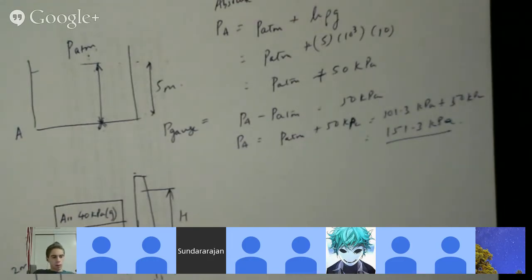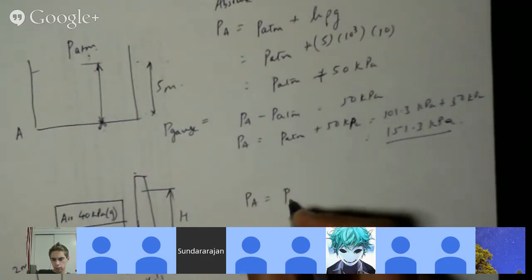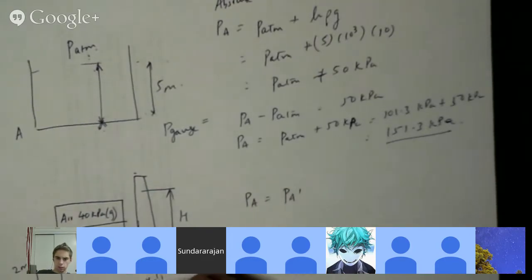You need to pick 2 points at which you can equalize the pressures. So for example, you can choose a point here and a point here. If we call them A and A prime, then the pressure at A will be equal to the pressure at A prime. So what is the pressure at A?